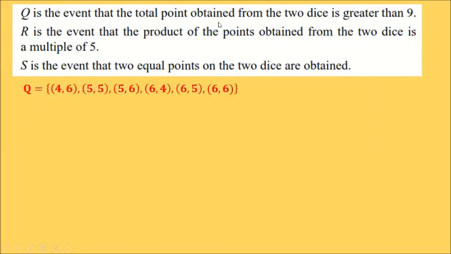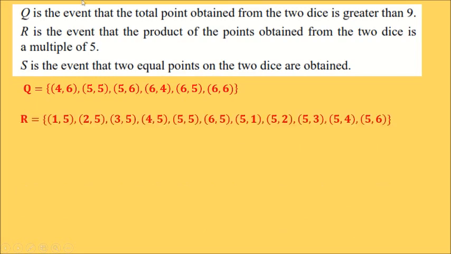So Q, the total point obtained from two dice is greater than 9: 4 plus 6, 10, 5 plus 5, 10, 5 plus 6, 11, and so on. Okay, so R, the product of the points is a multiple of 5, and S, that two equal points.